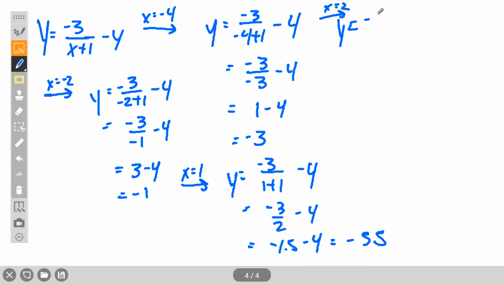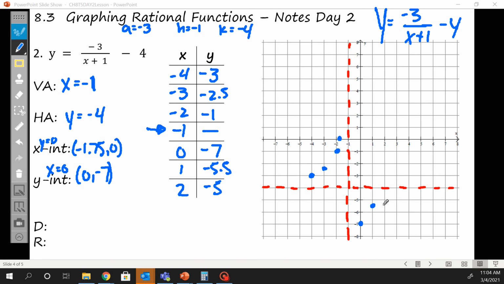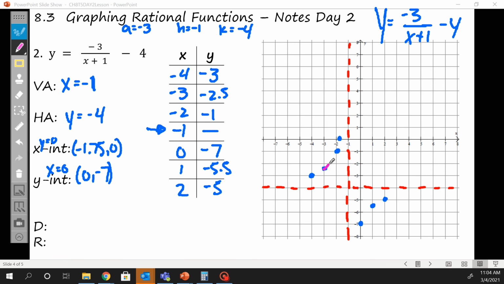And then we'll plug in 2. So y equals negative 3 over 2 plus 1 minus 4. Negative 3 over 3 minus 4. Negative 1 minus 4, which is negative 5. So 2, negative 5, like right here. I can connect these to make curves. So this curve, like this, gets close to the asymptote. Over here gets close to the asymptote. Over here gets close to the asymptote. And down here gets close to the asymptote.